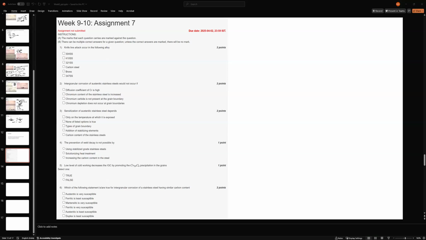On to the type of grain boundary. The nature of the grain boundary, high energy or low energy boundaries, will affect carbide precipitation. So I think this should be correct, type of grain boundary. It will affect your carbide formation.